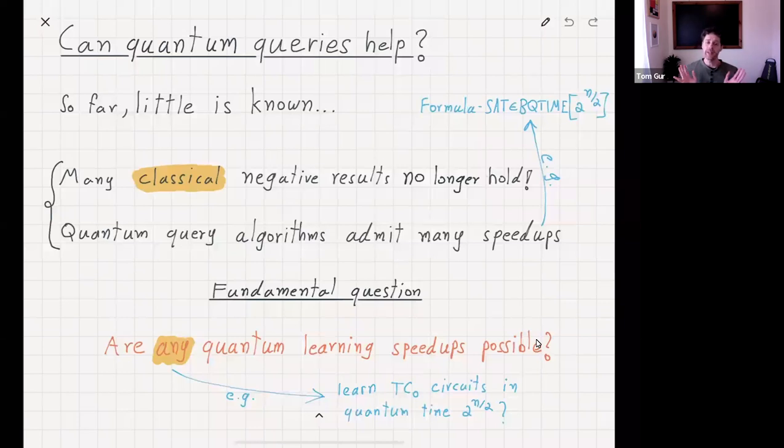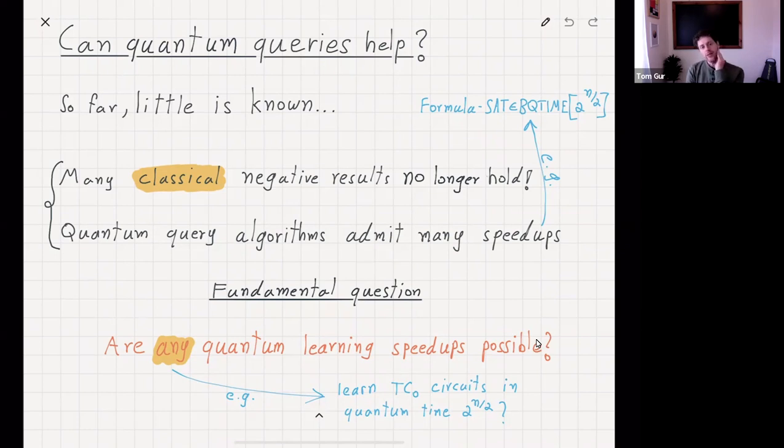It's not clear what they can and cannot do. However, there are two points that I want to stress. One is that we have lots of negative results in the classical setting, which no longer hold in the quantum setting. The vast majority of negative results we have for learning do not extend to the quantum setting.